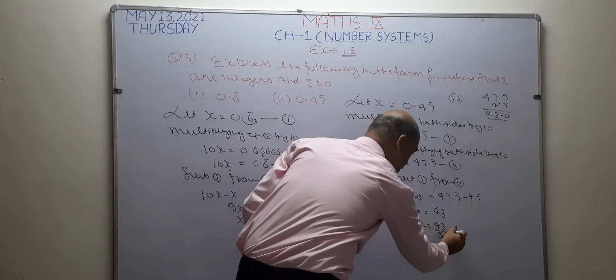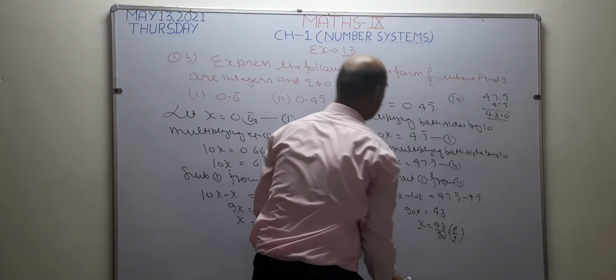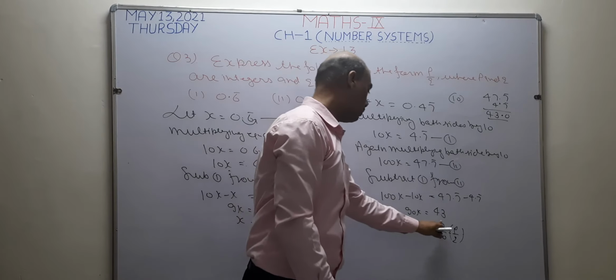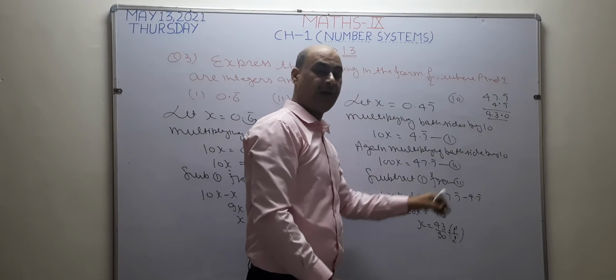Now this is in the form of p by q. We have to convert this decimal into the form of p by q. So your answer is 43 by 90. I hope it is clear now.